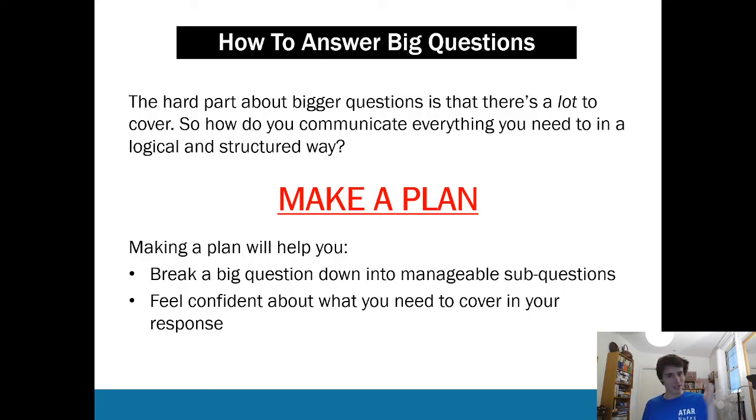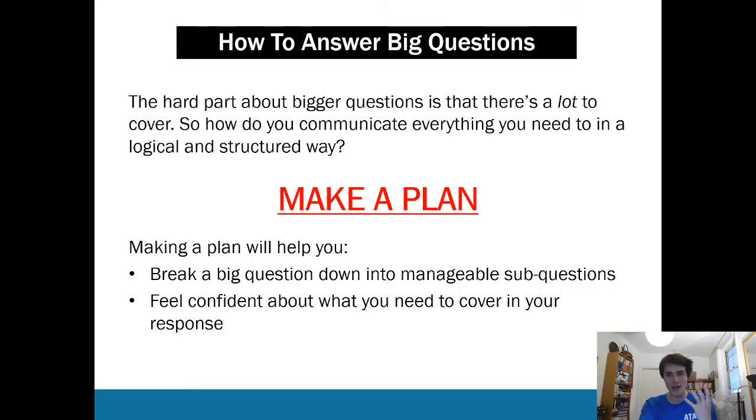But what you can do is read that question and say, okay, if hypothetically this question actually was made up of a whole bunch of subsections, what would those subsections look like? Because I personally find it so much easier to answer a whole bunch of much smaller questions rather than one really massive question. I find that much more palatable. And lastly, it also means that you can feel confident that you covered everything you want to say.